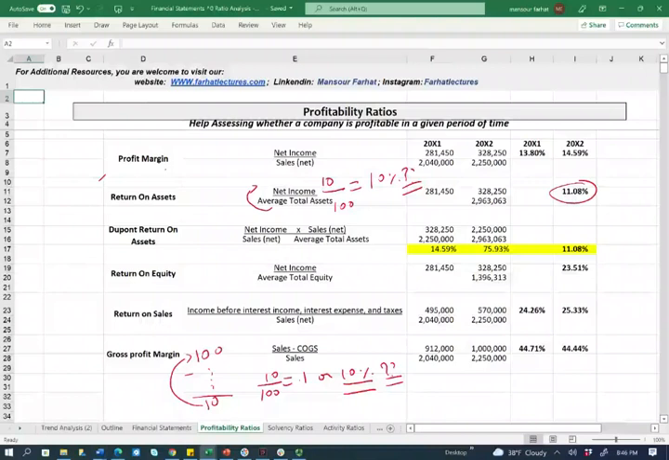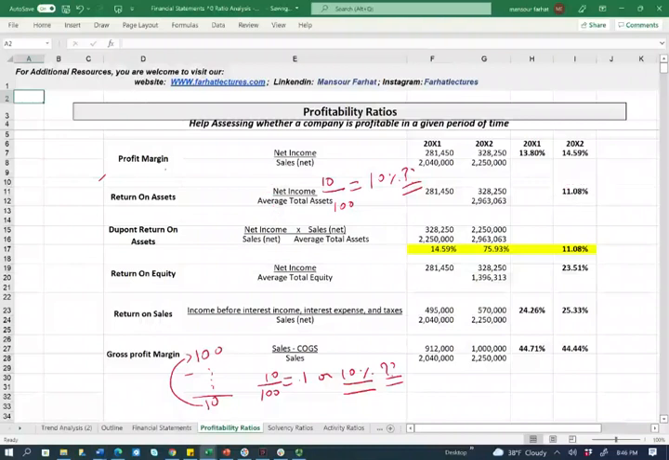Now, how can I improve this ratio? Well, you either wanna make more profit, more net income, or reduce your assets. You become more efficient, then this ratio will go up. Again, you want it to be as high as possible by increasing your net income and reducing your total asset at the same time. It means using less asset to generate more income, becoming mean and lean, right?